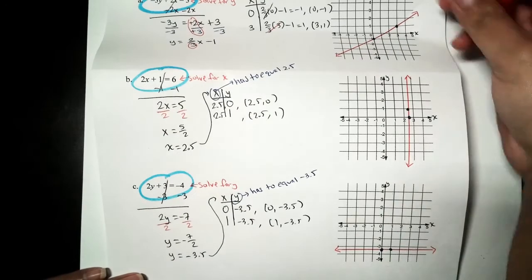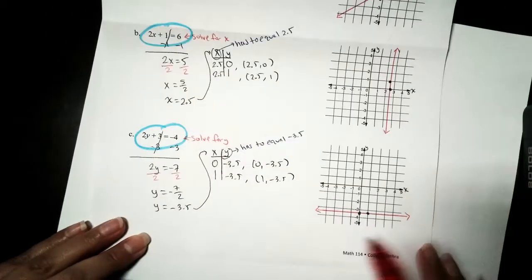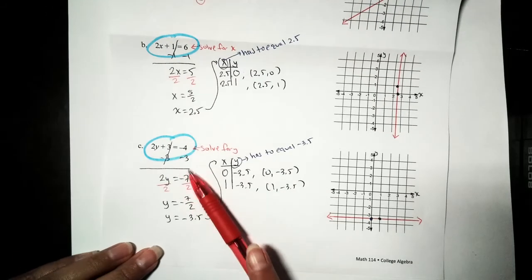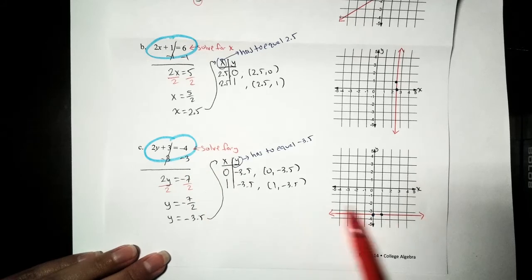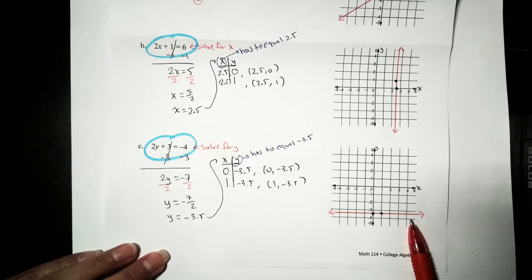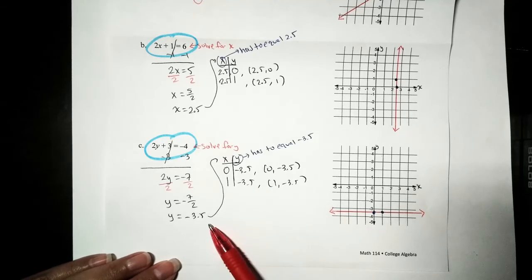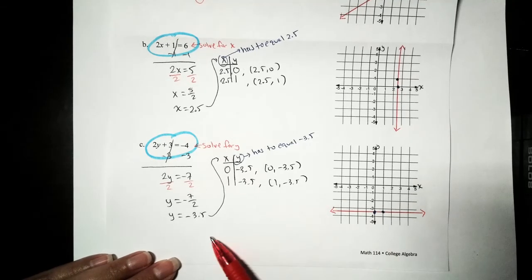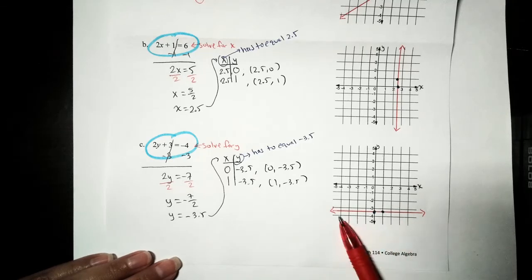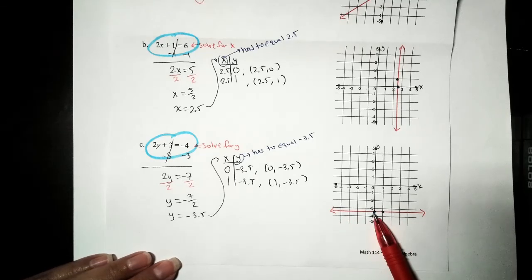What if your equation only has a y though? If your equation has only a y, as you guessed it, horizontal line. And if you didn't want to do a table of values, you can say, oh, y only, horizontal line. Y equals -3.5. Well, guess what? My horizontal line has to go through -3.5 on the y-axis.